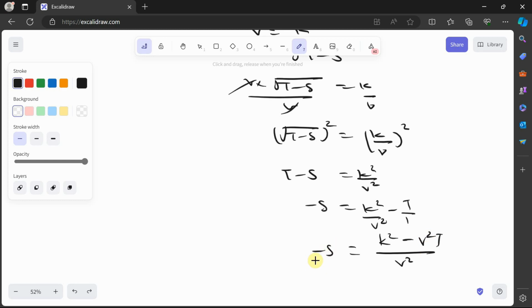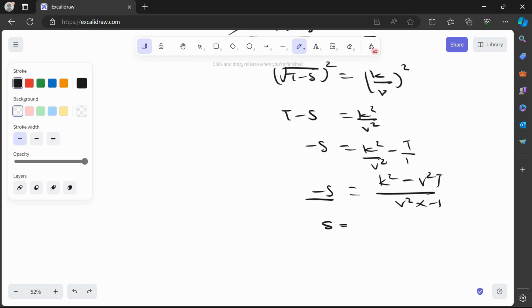So I have to divide both sides by minus. So let me just say times minus 1. It's the same thing. So s will now be equal to, what will just happen is that the one that is negative at the top will become positive, and the one that is positive at the top will become negative. So I can also swap their positions. Or let me take it step by step. So that will be minus k squared plus v squared t all over v squared.